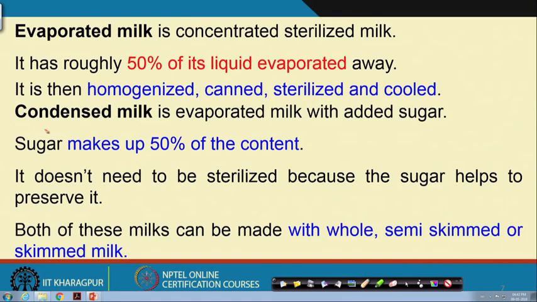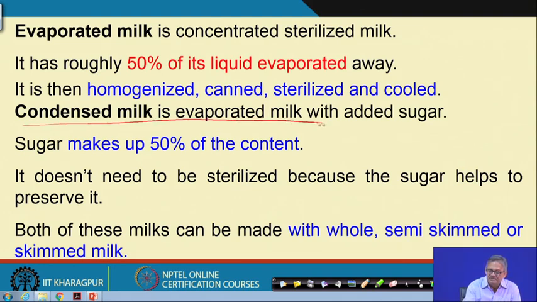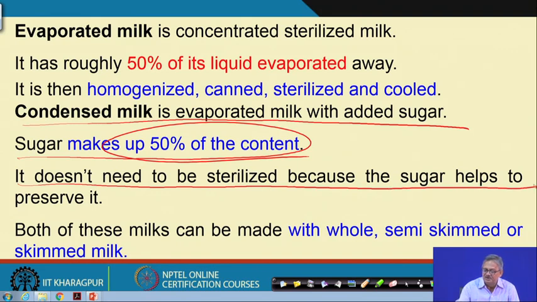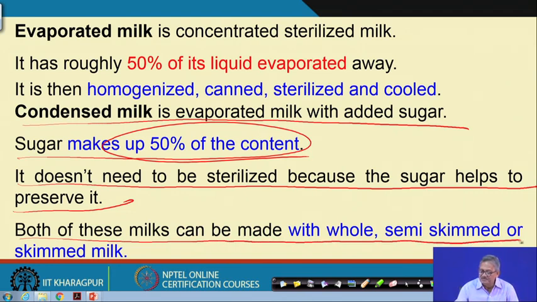Then here it has come that condensed milk is evaporated milk with added sugar. Sugar makes up to 50% of the content, and it does not need to be sterilized because the sugar helps to preserve it. Both of these milks can be made with whole, semi-skimmed or skimmed milk, right?